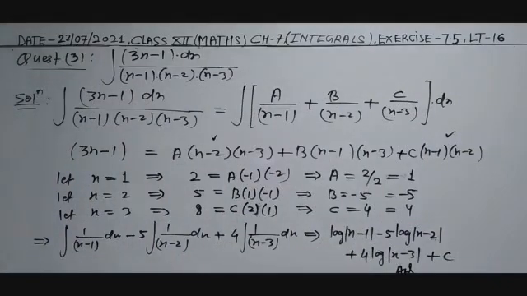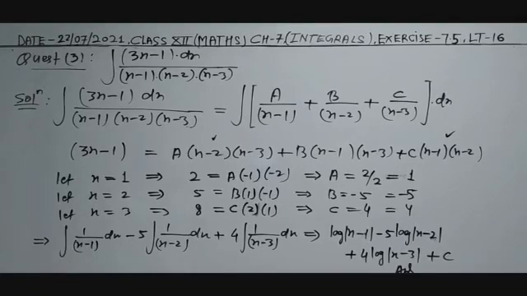Answer is log of mod of x minus 1 minus 5 times log of mod of x minus 2, plus 4 times log of mod of x minus 3 plus c. This is the answer. Now question number 3 is completed. Now come to question number 4.